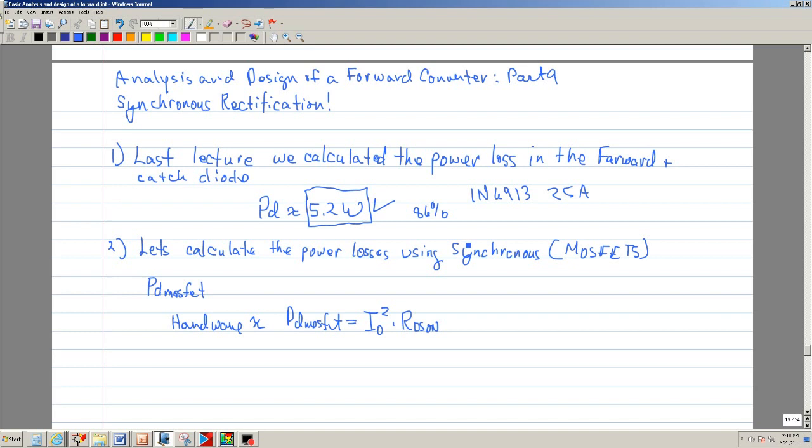Instead of using diodes to do your rectification, you're going to use MOSFETs. I mentioned the challenges in using synchronous rectification. You have to get the timing correct, and you need a dead band. That was critical.